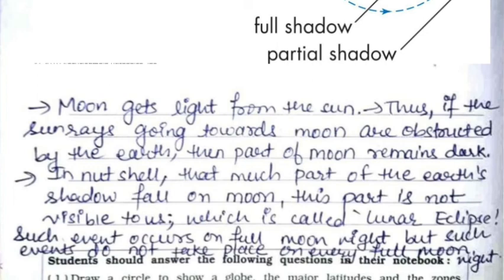In nutshell, that much part of the earth's shadow falls on moon. This part is not visible to us, which is called lunar eclipse. Such event occurs on full moon night, but such events do not take place on every full moon night.